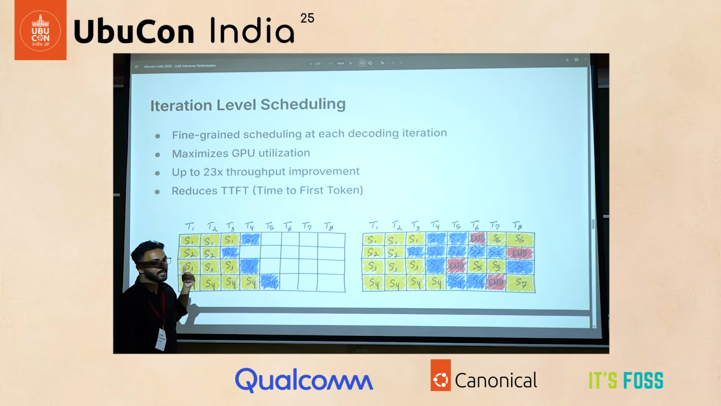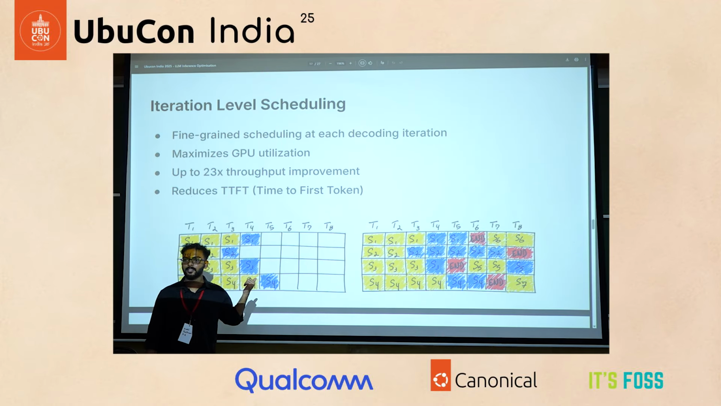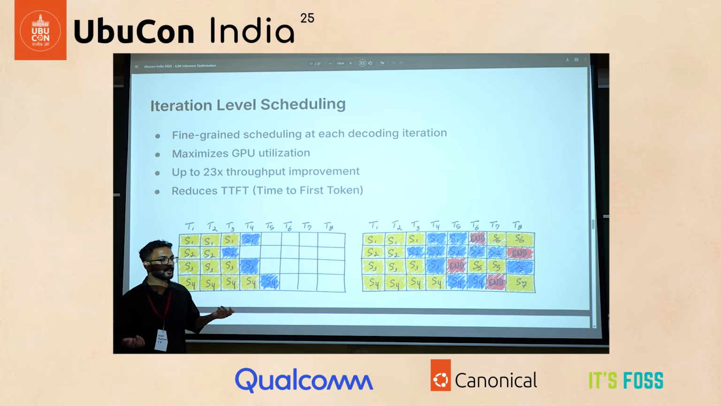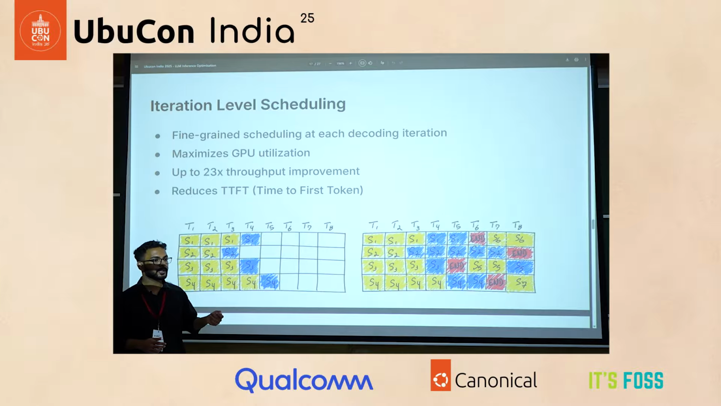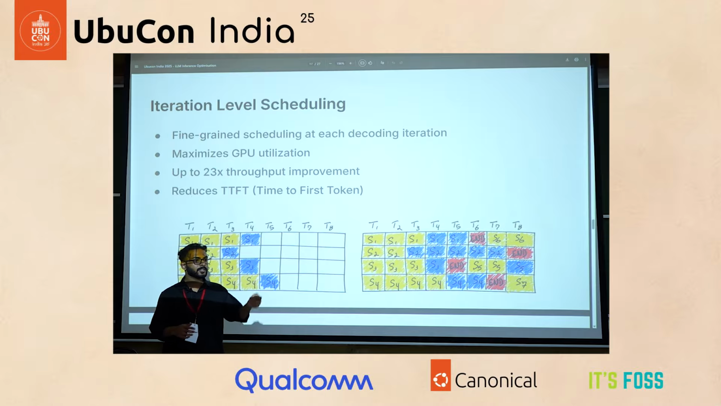And the next thing is iteration level scheduling. It is also known by the name continuous batching. If you look at Google or any other paper, you can see that it could be called dynamic batching, continuous batching, or iteration level scheduling. So this was another problem with LLM inference in traditional systems. When you use any framework for LLM inference, there are two components: one is a scheduler and the other is the LLM inference engine.